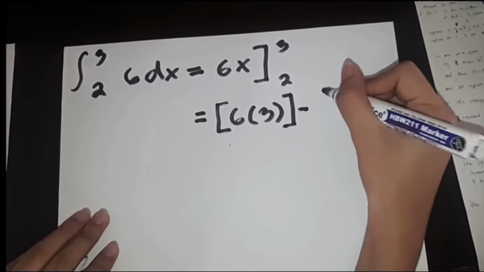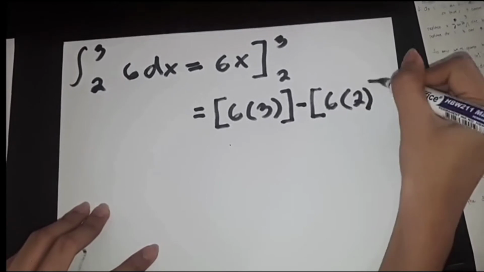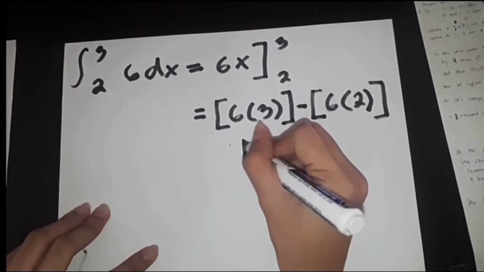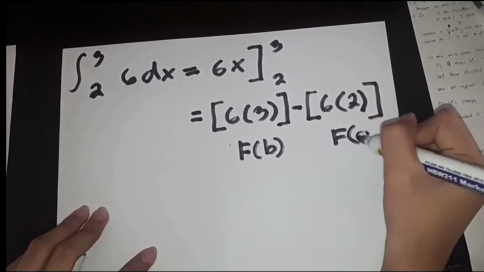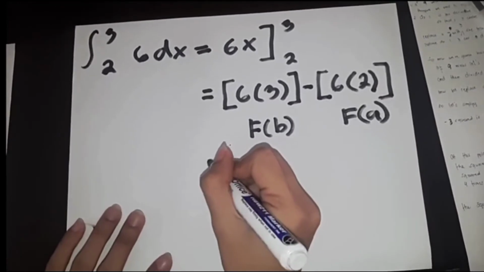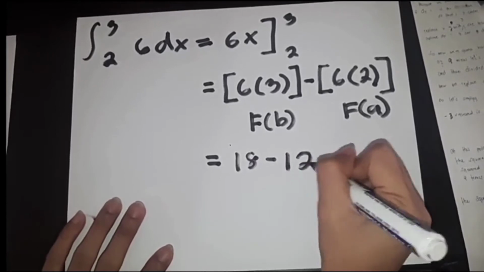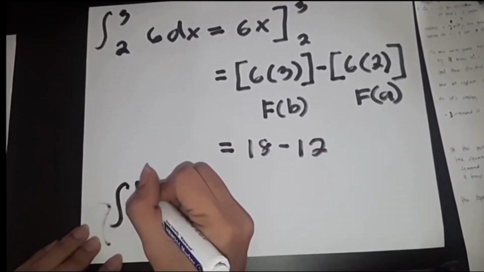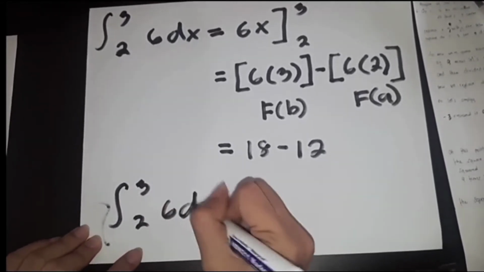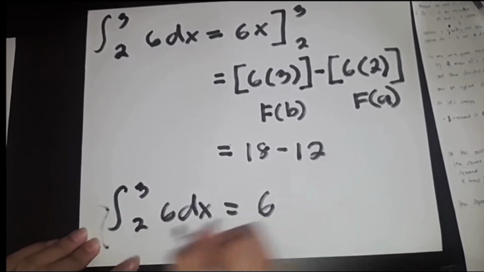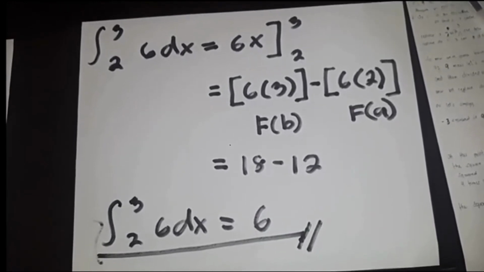minus 6, and our F(a) is 2. So this is our F(b), and this is our F(a). Now, 6 times 3 is equal to 18, and 6 times 2 is equal to 12. So our answer is 18 minus 12 is equal to 6, and 6 is our final answer.